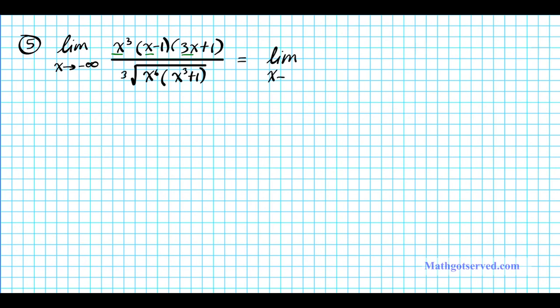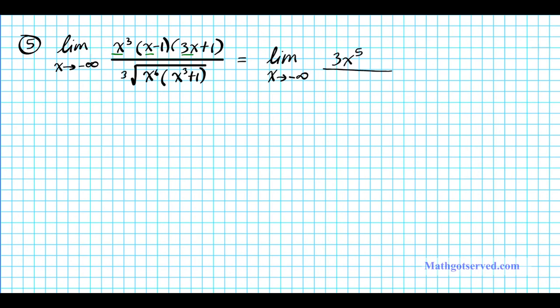Why did I select those terms? Because in each factor, they have the highest degree. This factor stands alone as x to the third. This is the first degree term. This is the 0th degree term. So this, I'll pick x. And in this factor, 3x is the first degree term. This is a constant or 0 degree, so I pick that. All right. So if I multiply them together, I will have 3x to the fifth. 3x to the fifth in the numerator.